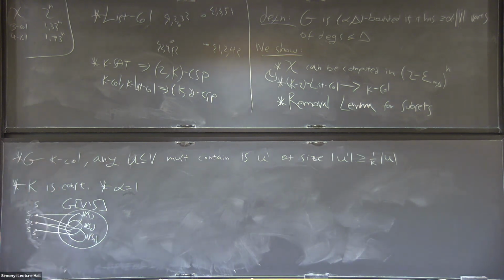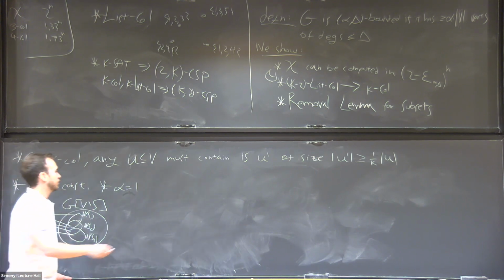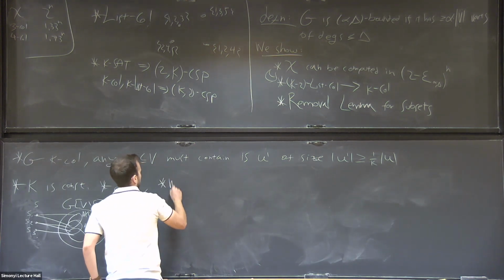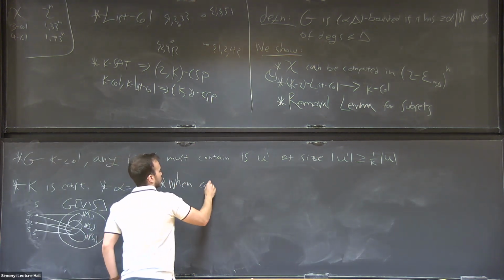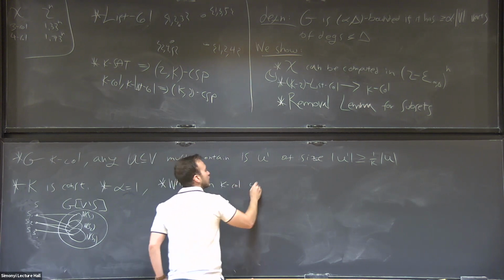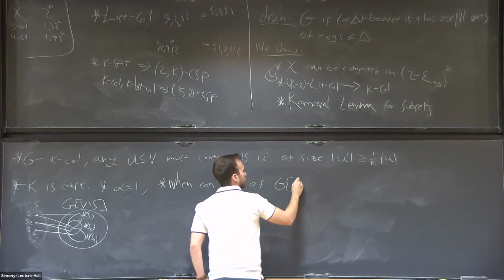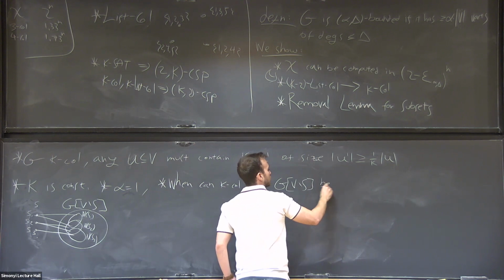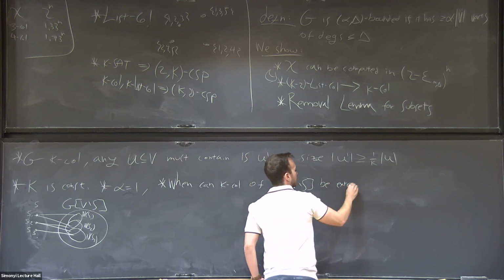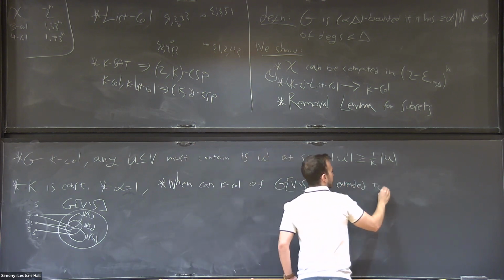But now here is a general question. If I have an independent set and I have the rest of the graph, then you can consider K colorings of this part of the graph without the independent set. And the question is, when can a K coloring of this be extended to a K coloring of the entire graph?